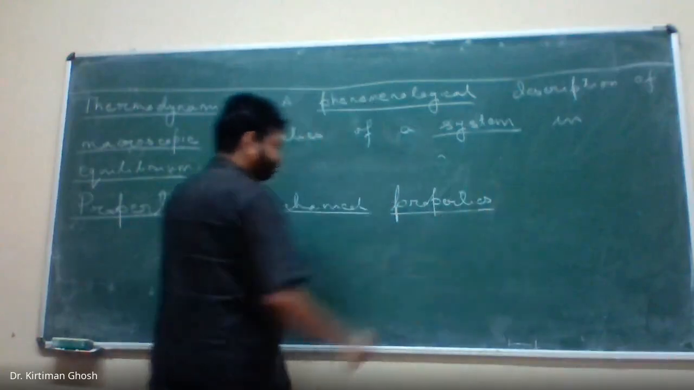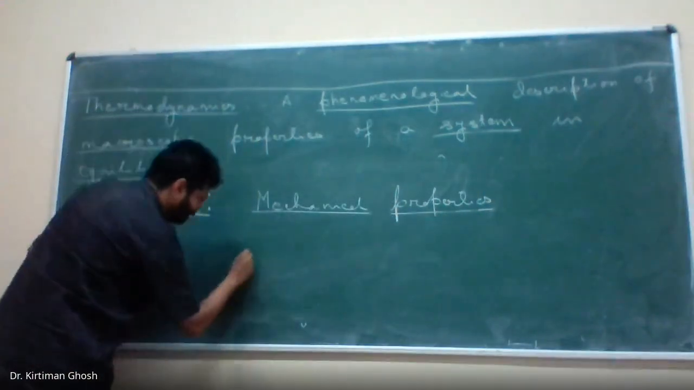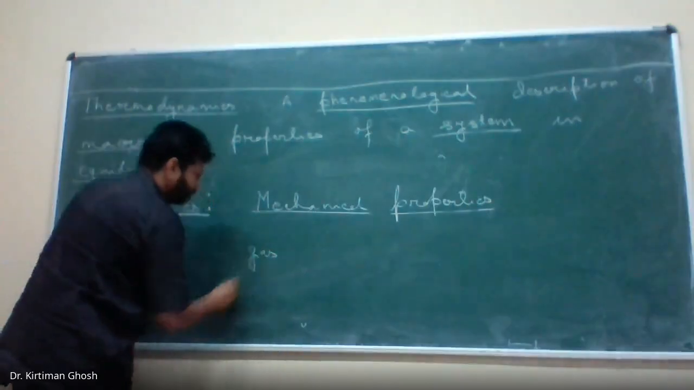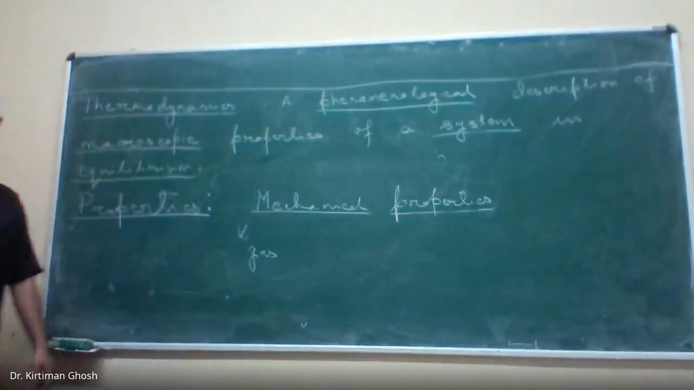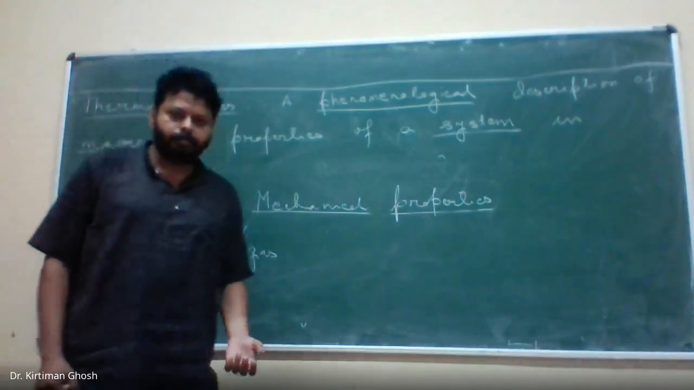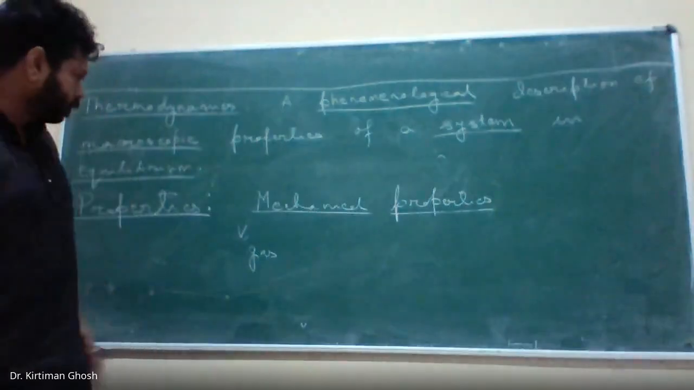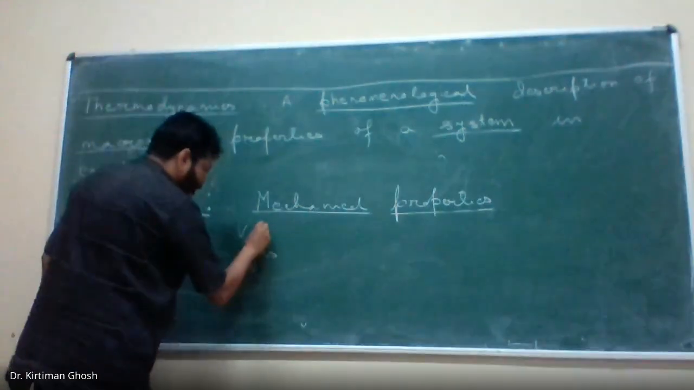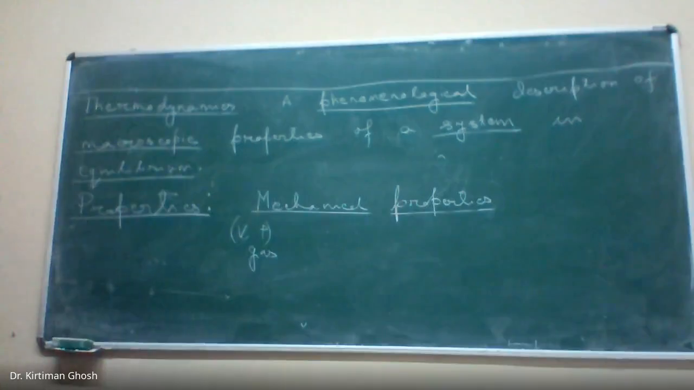If you have a box full of gas, then you can measure its volume. Volume measurement is a mechanical thing. You can measure the force acting on the surface of this box, so you can measure a quantity called pressure. So these are the mechanical coordinates or mechanical properties of the system.